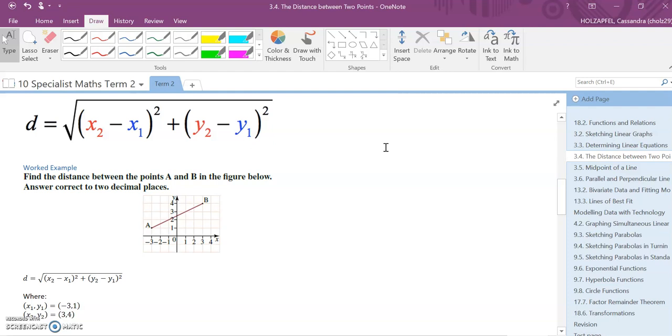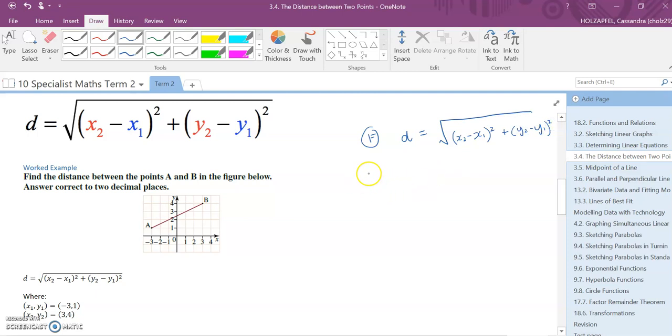Answer correct to 2 decimal places. So as you can see, I've got this formula down over here, so I'm going to do my working out over here. First things first, let's write our formula. The distance of the two lines is going to be equal to the square root of a squared, which remember was x minus x squared, plus b squared, which remember was y minus y squared.